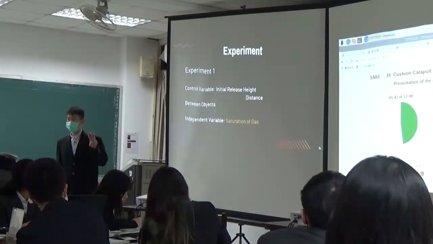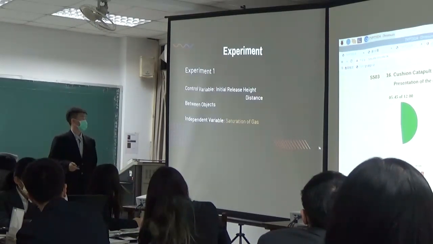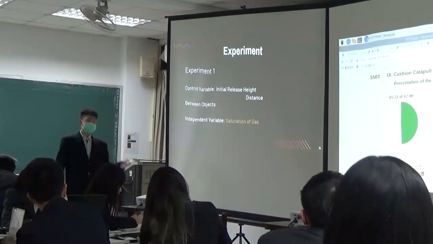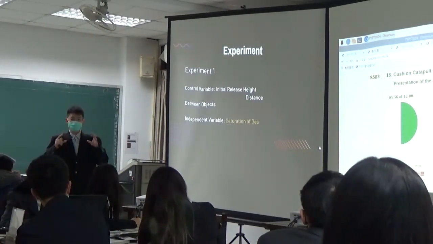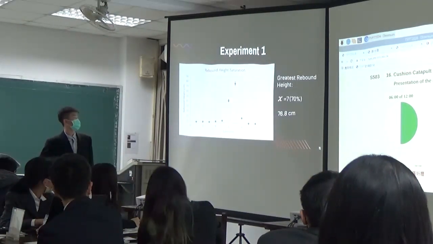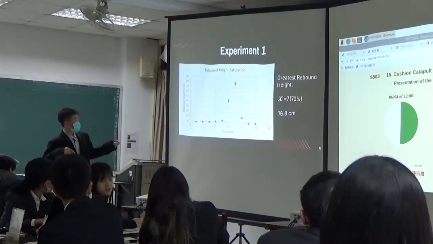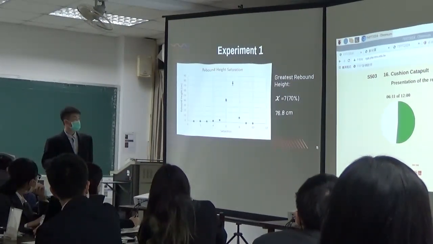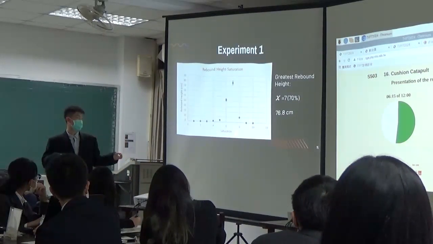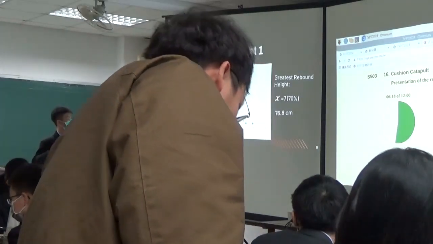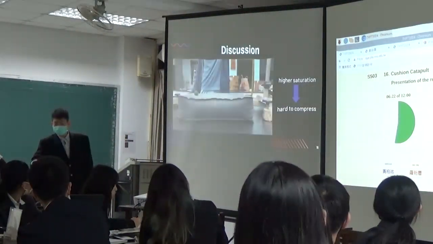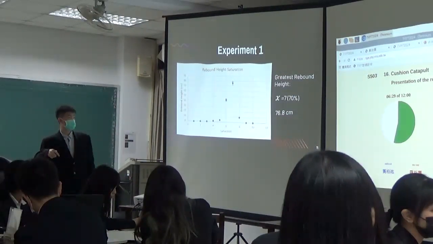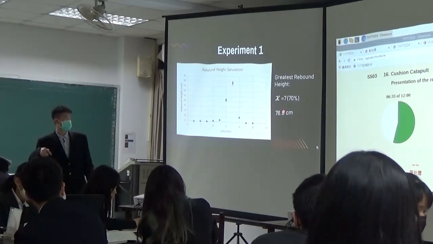We have 3 experiments in total, and this is the first one. In the first experiment, we control the initial release height and the distance between objects. The independent variable is the saturation of the gas of the cushion. The saturation should be 0%, 20%, 40%, 60%, 80%, and 100%. And so it looks like this. We can get our greatest rebound height at x equals 70%, which reached 76.8 centimeters.